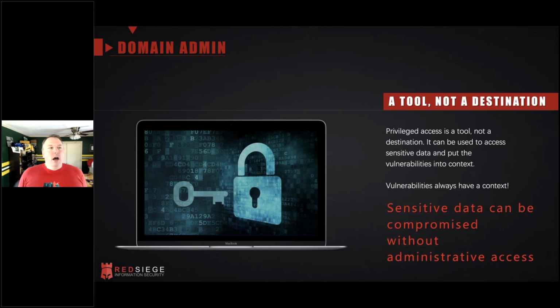Okay, right? So that sensitive data, the key here is to remember people think they need domain admin. They very much don't, right? Sensitive data can be compromised without administrative access, and especially without domain administrative access, right? Every user in your organization probably has access to some kind of sensitive data, one way, shape, or form. So all I need access to is a single user.